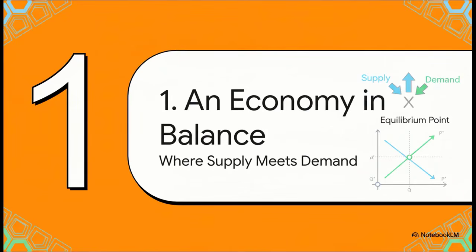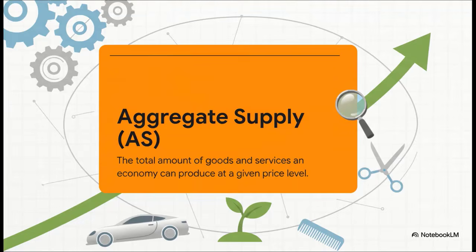Look, before we can really understand what happens when an economy breaks, we first have to get a handle on how it works when everything's running smoothly, right? And in economics, there's a word for this ideal state. They call it equilibrium. All right, so first up, let's talk about the supply side.